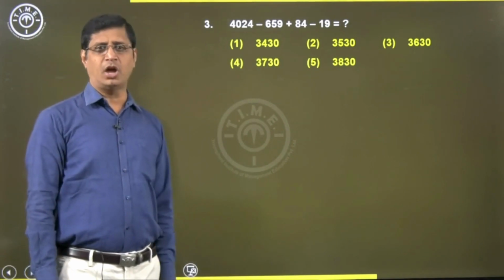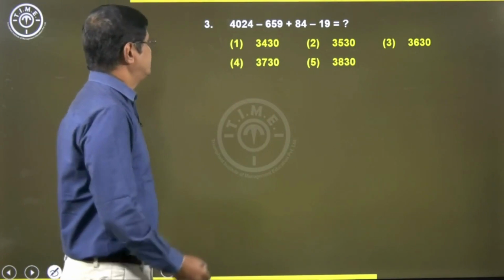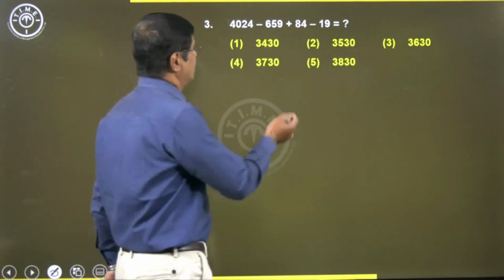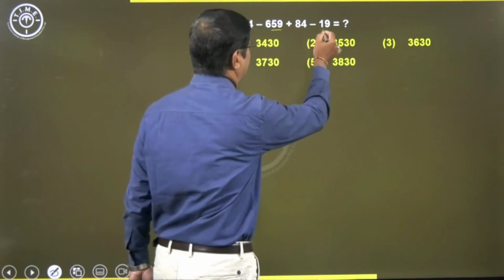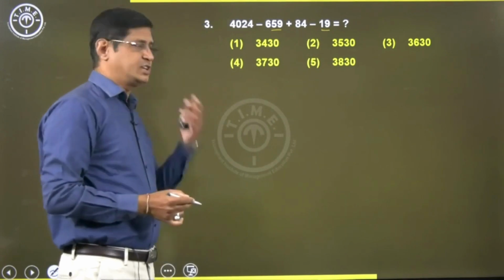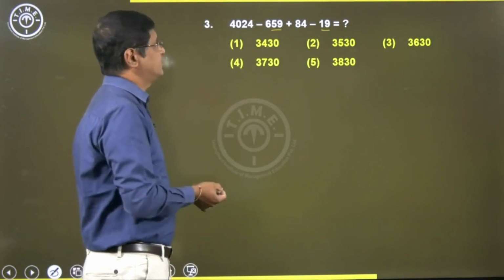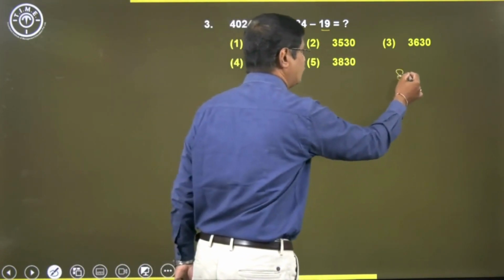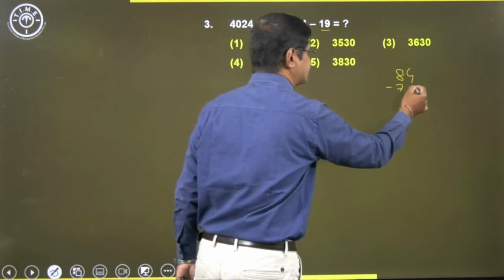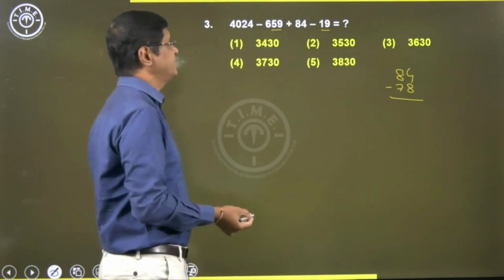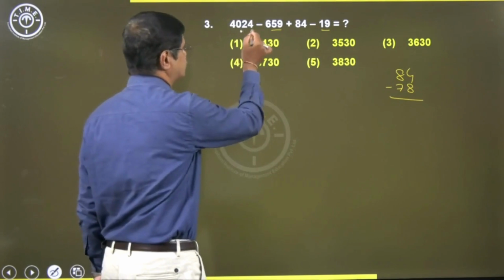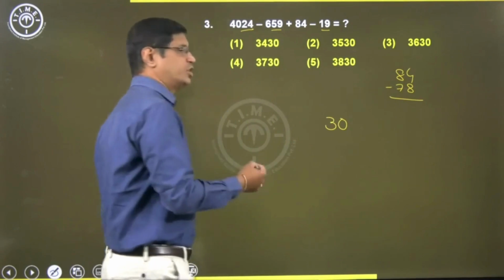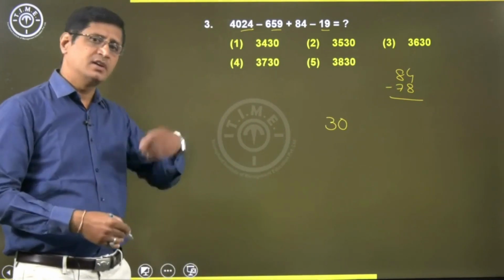Here is question number 3 on your screen. Just add all the values. The sum of these numbers is the answer. Just look at minus 59 minus 19. What is the sum of these two? Sum of these two is equal to 78. 78 and 84. 84 minus 78. So what is the result? 6. 6 plus 24, that is 30. All these options end with 30, so it is not possible to mark the answer. We have to find the remaining part.